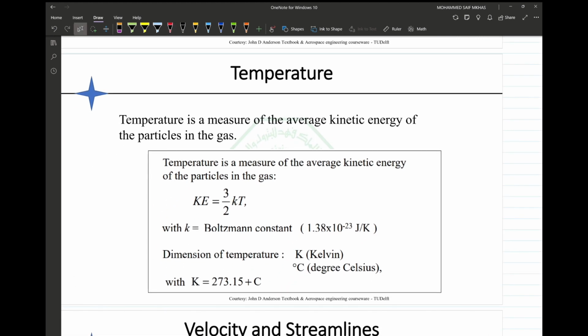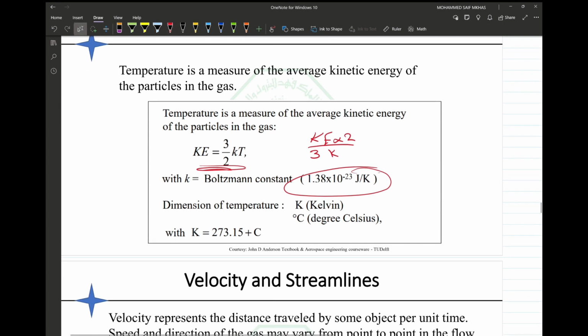Then there is temperature. Temperature basically is the measure of the kinetic energy of the body itself, and we can get it from this law. Or if you want to get it specifically, you can take the kinetic energy multiplied by 2 over 3 times the Boltzmann constant, k. The Boltzmann constant is constant for all gases. And also the temperature needs to be in Kelvin.